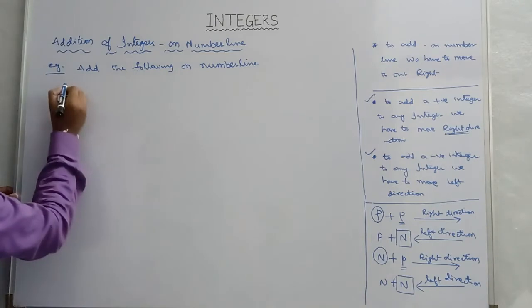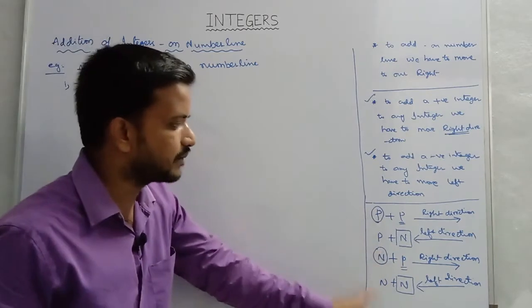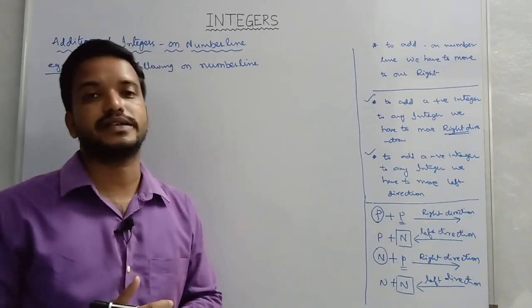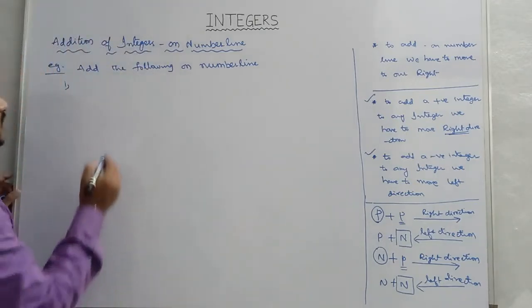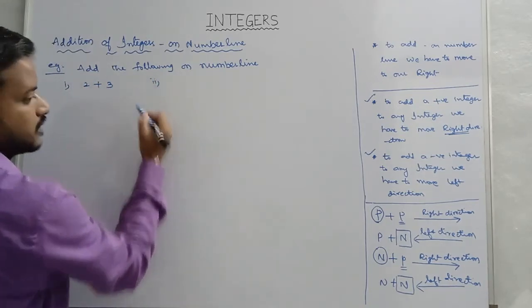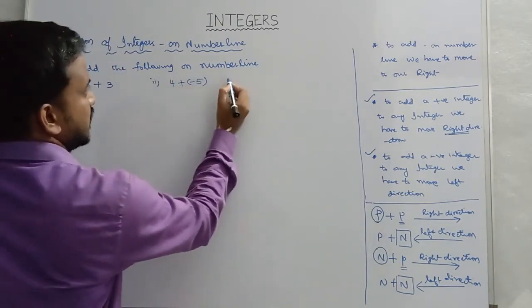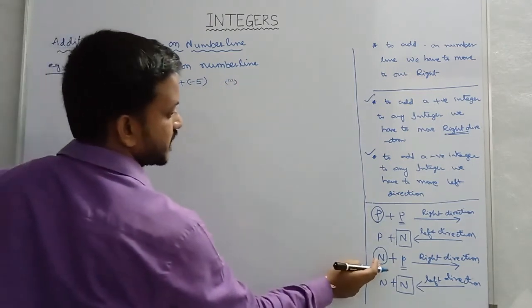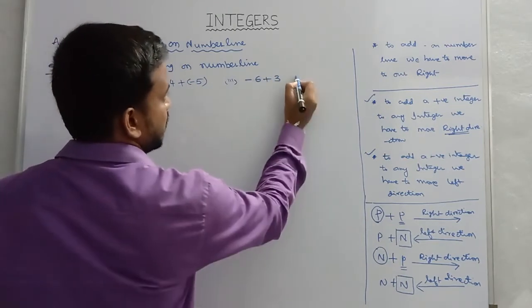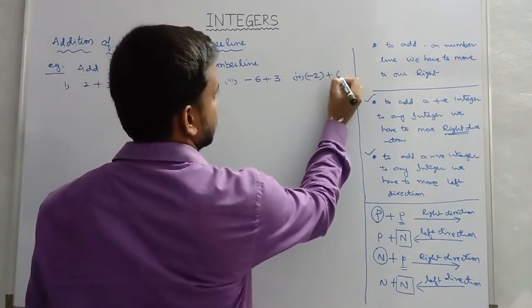Okay, so in this I am taking few problems. The first one, 2 positives. See, for each model I am taking one example, and later we can practice, and you have sufficient problems in your exercises. Okay, now 2 positives. I will take 2 plus 3, and the second problem, first one is positive, second one is negative, 4 plus minus 5, and third problem, first is negative, second is positive, minus 6 plus 3, and fourth problem, 2 are negatives, minus 2 plus minus 3.